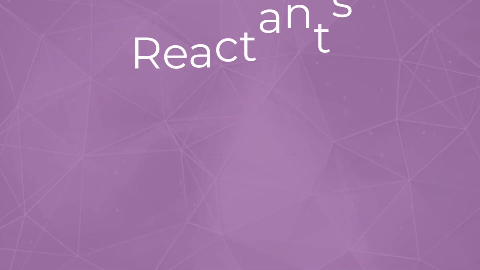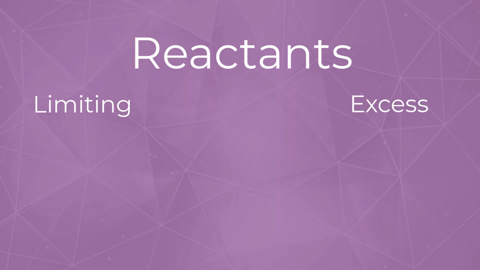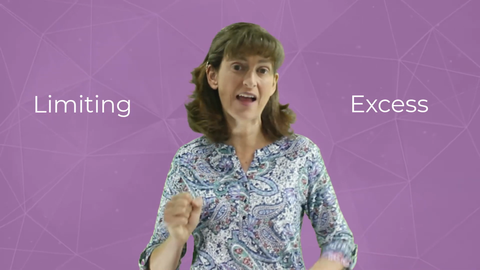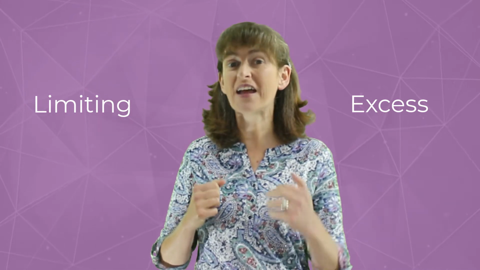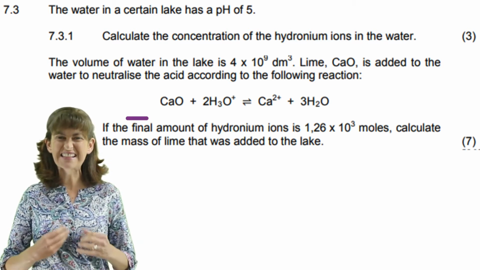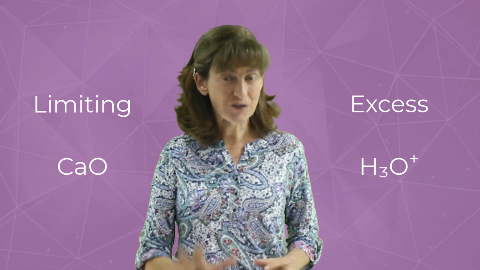In this kind of question, the first thing to realize is that one of the reactants is limiting and the other is in excess. That means that one gets used up completely, that's the limiting reagent, and then the other, there's still some left over after the reaction. That's the one in excess. Now, which is which in this particular example? We're told that there's still some hydronium ions left at the end. So hydronium is in excess.